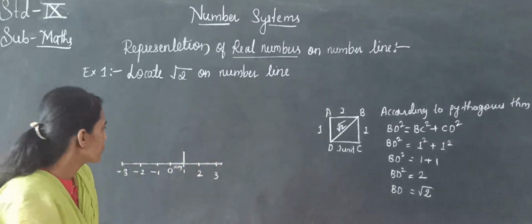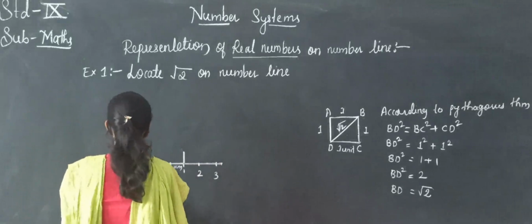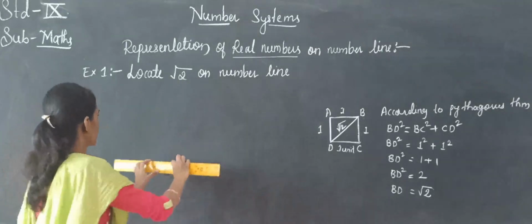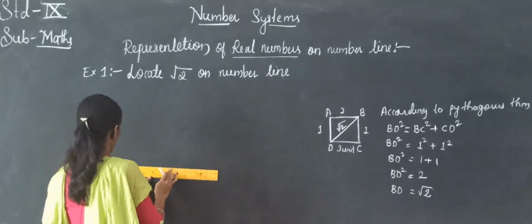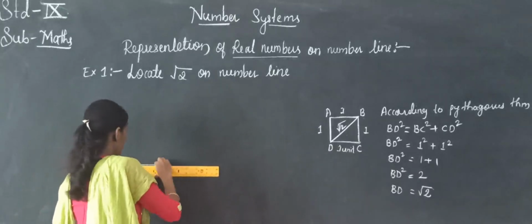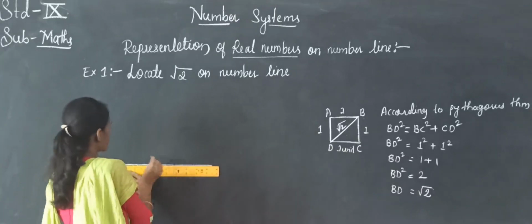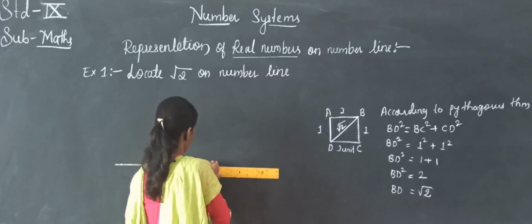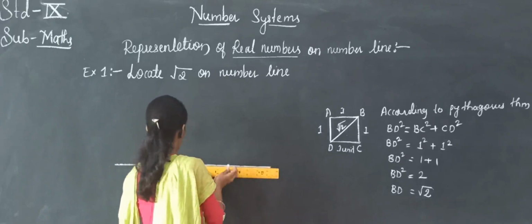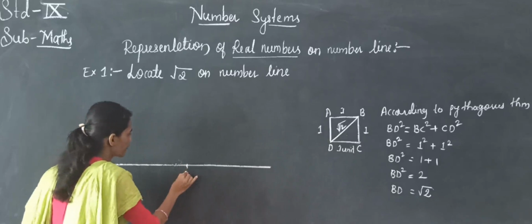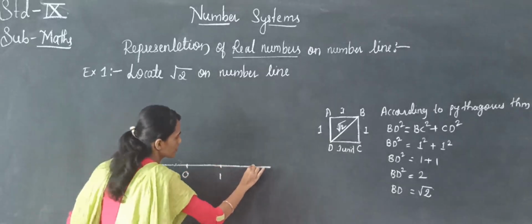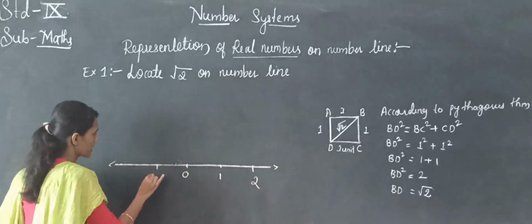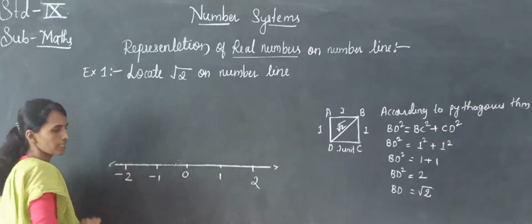It may be invisible for you, so I will take a long scale here, so it will be clear for you. But you have to take 1 centimeter. Otherwise, 1 unit equal to 2 centimeters also you can take here. So similarly it goes: here also -1, -2. This much only is enough here.